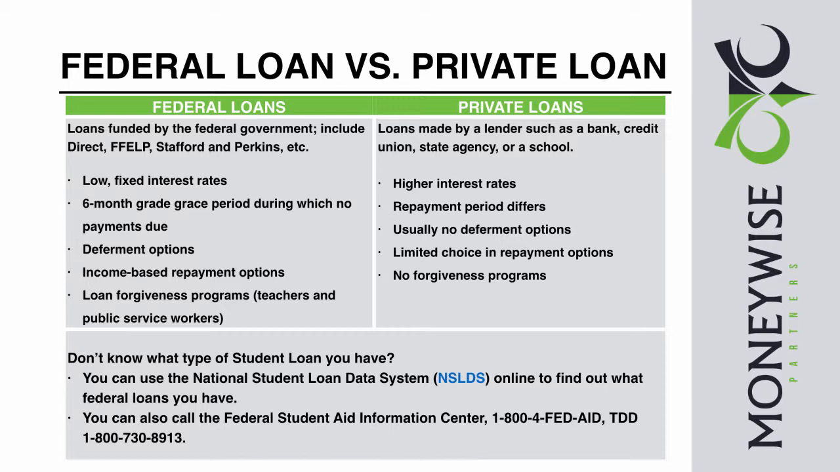The biggest difference being federal loans are funded by the federal government and private loans are funded by entities such as banks, credit unions, state agencies, or schools. For the purpose of this discussion, we will be talking about federal loans exclusively.